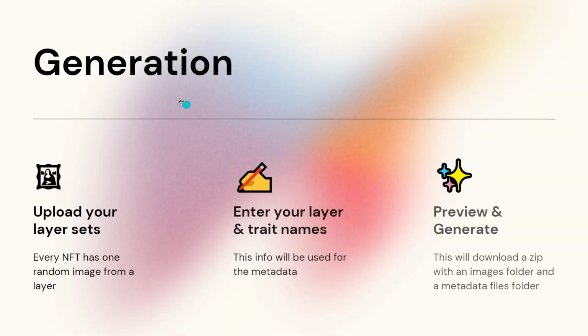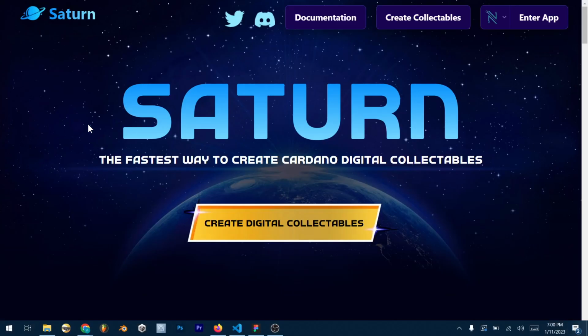So first, let's get started with the generation. We need to upload our different layer sets. We need to enter some layer and trait names that will be used for the metadata, and then we need to preview the images that are combined with the layers and then download it in a zip file. Let's do that right now.